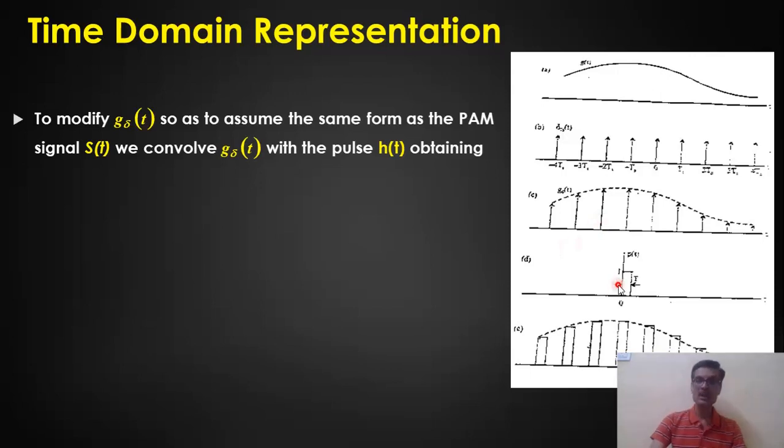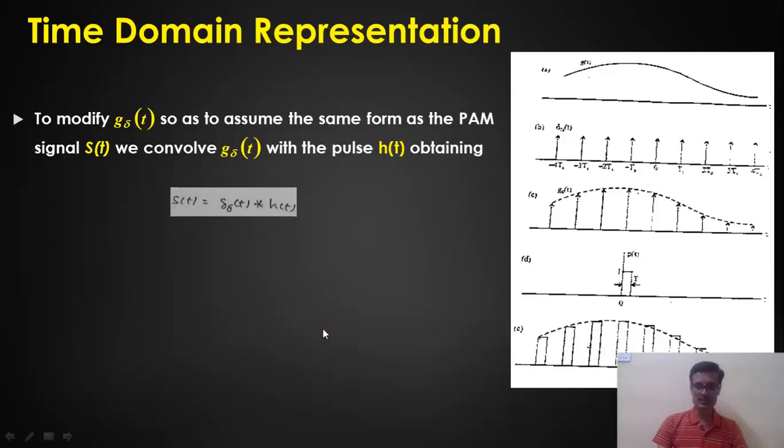Now, we use a set of rectangular pulses, which I call h of t over here. When I convolve g delta of t with a set of rectangular pulses, we will get a flat top sampled signal. The convolution operation between g delta of t and the set of rectangular pulses, which is h of t, gives you a flat top sampled signal here.